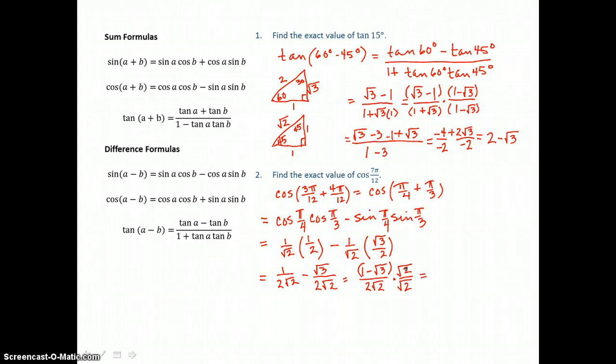So I'll distribute in the numerator. Square root of 2 times 1 is the square root of 2. And the square root of 2 times negative square root of 3 is negative square root of 6. Over square root of 2 times itself, which is 2, and 2 times 2 is 4. Now that's my final answer. That's the exact value of the cosine of 7 pi over 12.